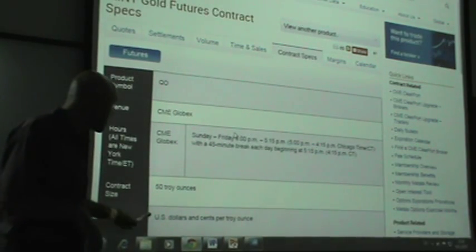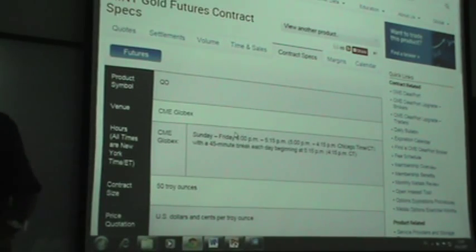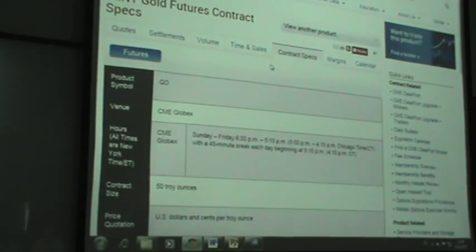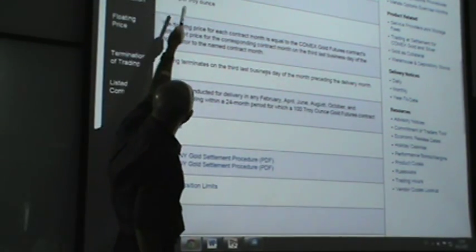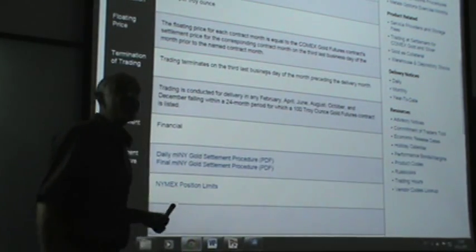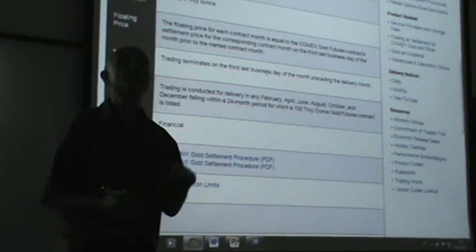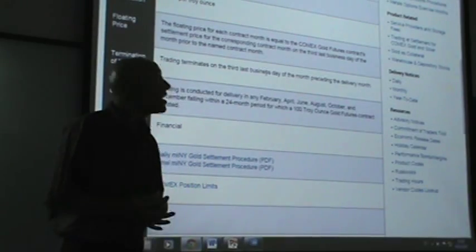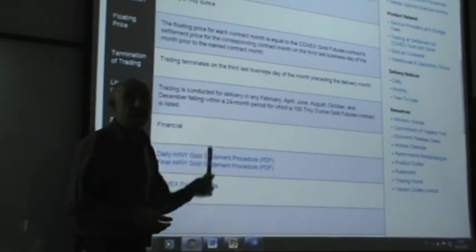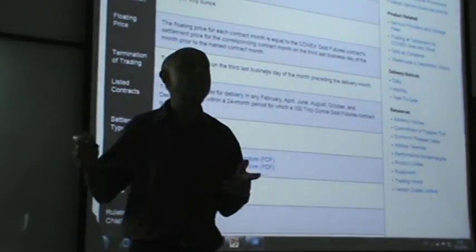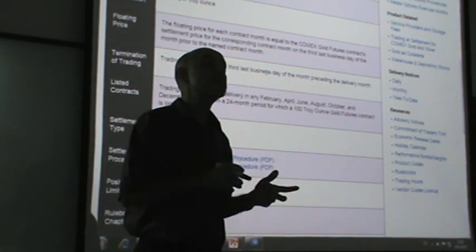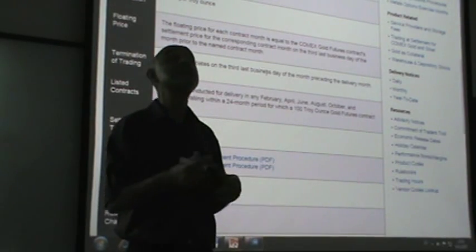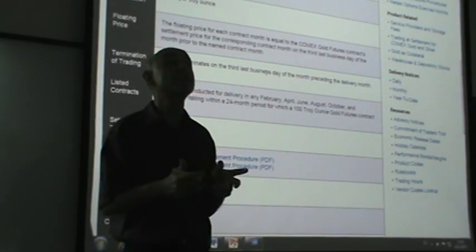Price quotation is in US dollars and cents per troy ounce. Then it tells you the minimum fluctuation, or the tick. And the tick is 25 cents. So it's going to be 1,225, 1,250, or 75 cents, or 1,201.